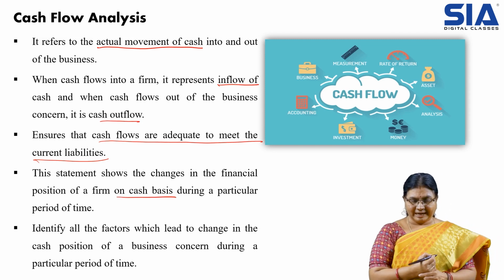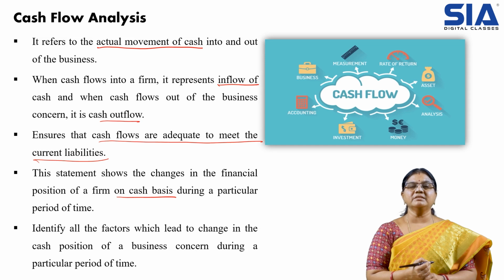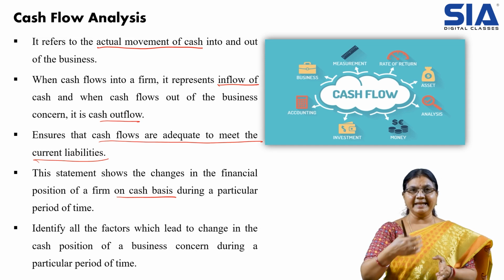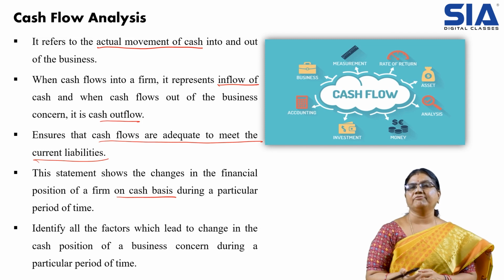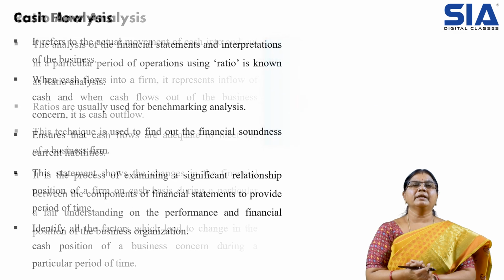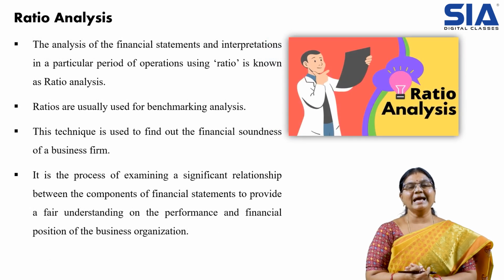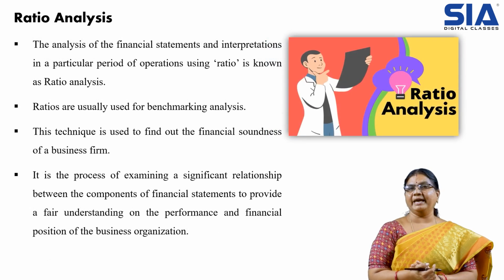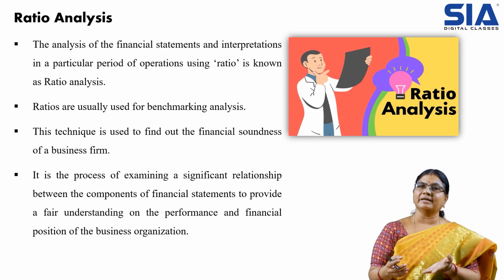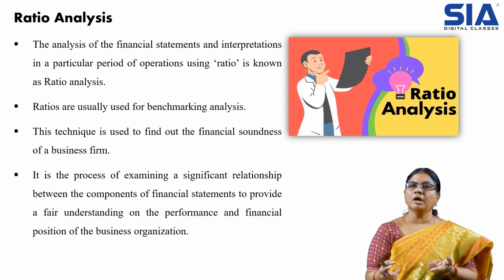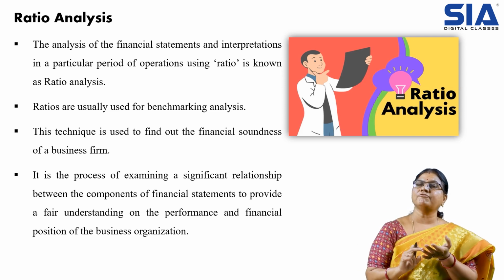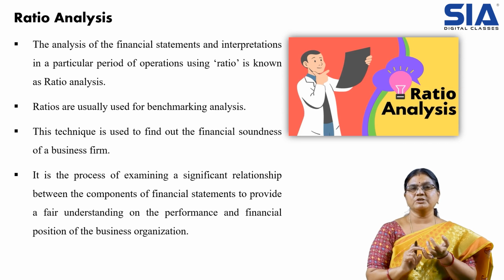Next, it identifies the factors which lead to the change in the cash position of the business concern. Whatever factors are leading to the change, it tries to identify that. So this is about the cash flow statement. Then coming to ratio analysis. Ratio analysis is the technique where the calculations are done in the form of ratios, or also expressed in the form of percentages, proportions or fractions. That is called ratio analysis.